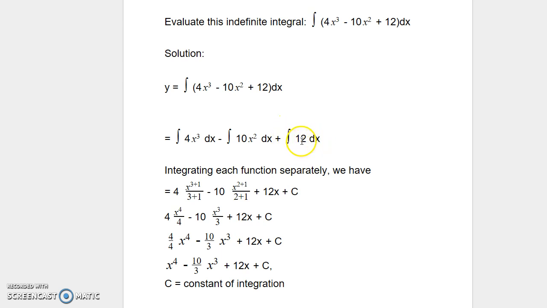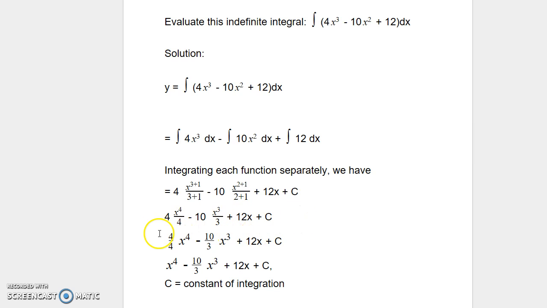Integral 12 dx. 12 is a constant, so we're going to take that outside of the integration process, times integral dx, which converts to x. So 12 times x is 12x, plus c, a constant, so we're going to add that c to the end of the solution as shown here. When we simplify this, it converts as shown here. 4 times x to the power of 4 divided by 4, since 3 plus 1 is 4, minus 10 times x to the power of 2 plus 1, which is x to the power of 3, and in the denominator we have a 3, plus 12x plus c.